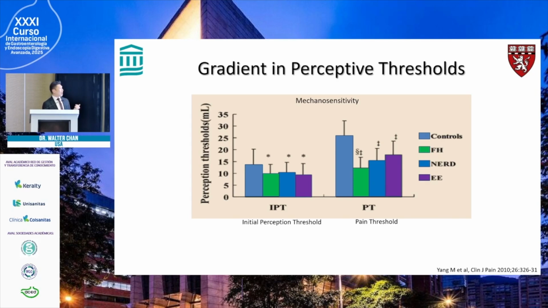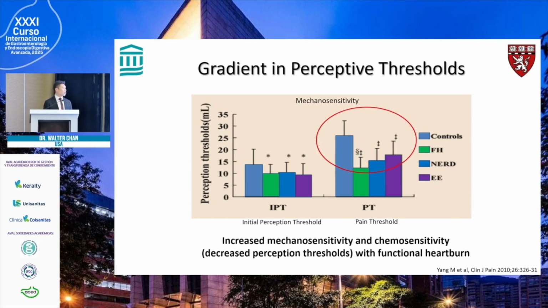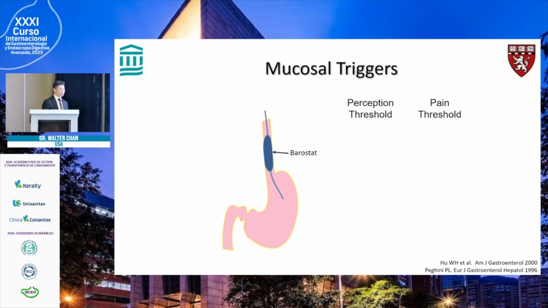The thing I want to highlight is that if you look at the functional heartburn group, which is the graph in the green, the volume where they start feeling something is much lower than the other conditions, including in control patients. So maybe an increase in sensitivity, a decrease in perception threshold is one of those things that can cause these functional symptoms, including functional heartburn.